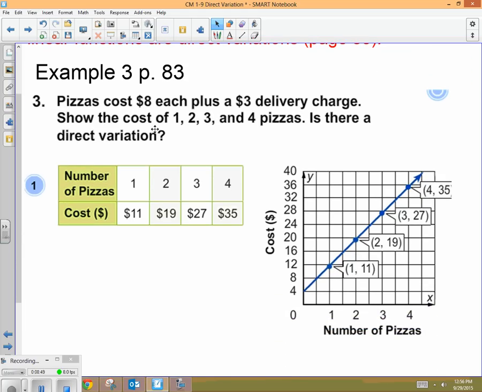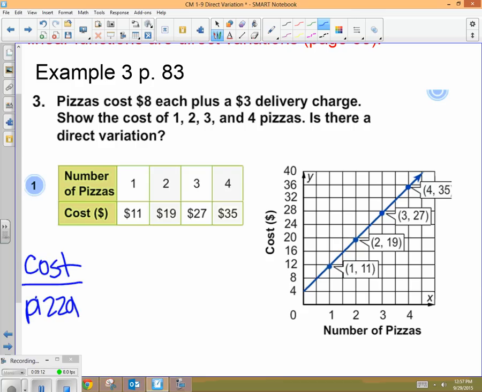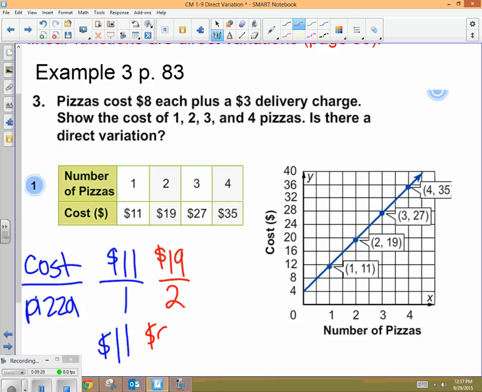So for example 3, pizzas cost $8 plus a $3 delivery charge. Show the cost of 1, 2, 3, and 4 pizzas. Is there a direct variation? So for number 3, you have to compare the cost to the number of pizzas. Cost per pizza. I'm going to use the points here. $11 for one pizza is simply just $11 per pizza. The next one is $19 for 2 pizzas. If you reduce that, that equals $9.50 a pizza.